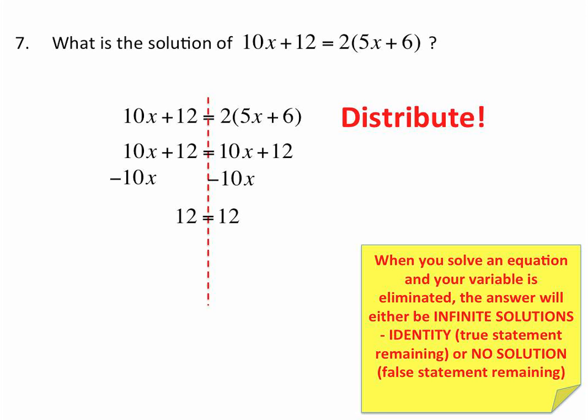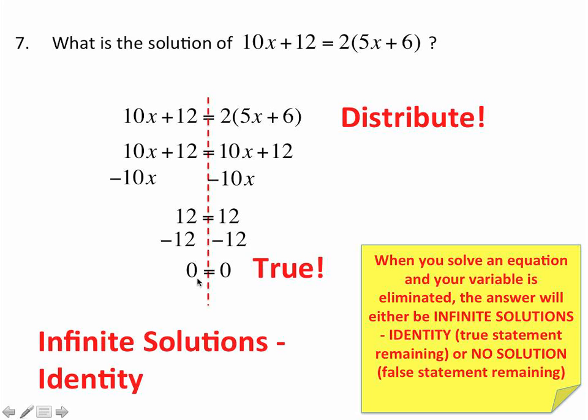So my variable was eliminated. And right now I have a true statement. 12 is equal to 12. So this would be an infinite solution problem or an identity. Some people call it an identity. You could keep going further, and if you chop 12 off of both sides, you would still get an identity, a 0 equals 0 true statement. So it doesn't matter whether you stop here or here, you're still going to get a true statement, and therefore you should say that this is an infinite solution problem or an identity.